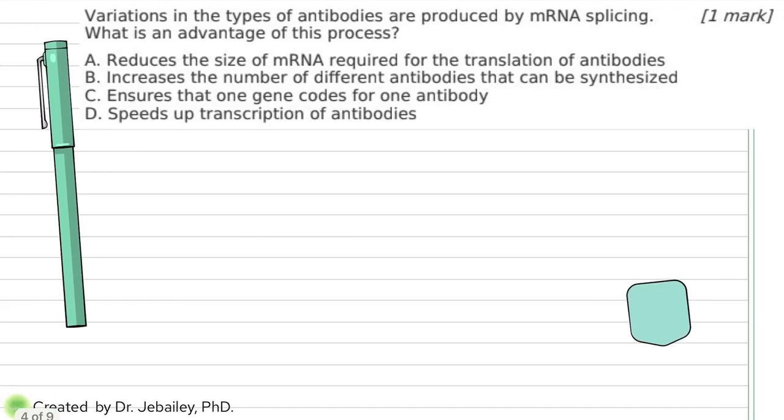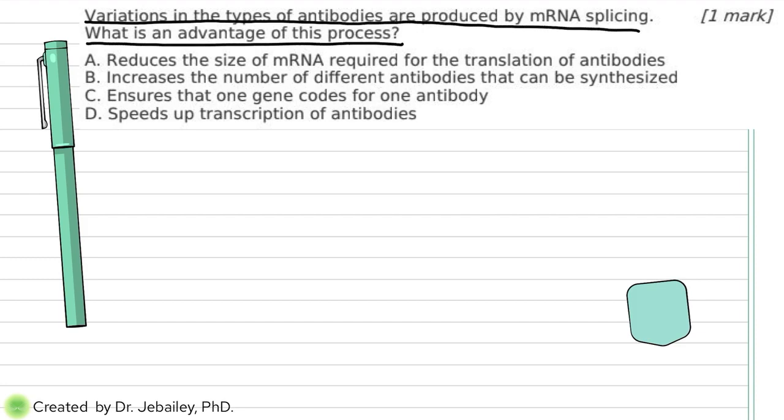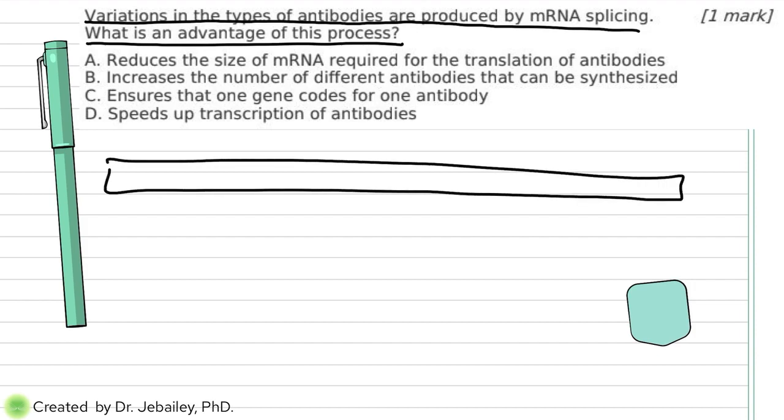Next question. The variations in the types of antibodies are produced by mRNA splicing. What is the advantage of this process? What does this mean? So for example, let's say here you have an mRNA and you have exon 1, and then you have an intron, then you have exon 2, then an intron, then an exon 3, and then an intron, and an exon 4. So you can see here that the exons are the ones that code for protein, while the introns, which are the green here, do not code for anything.